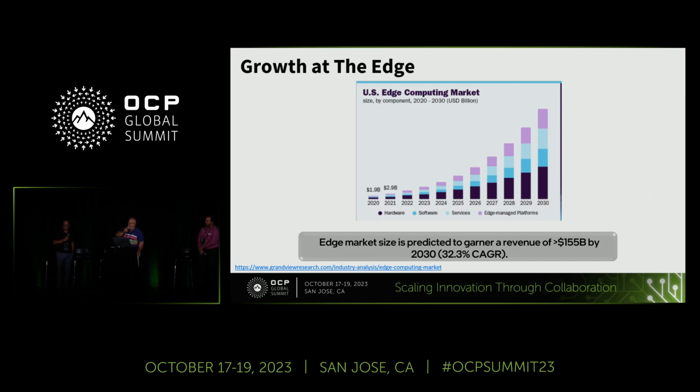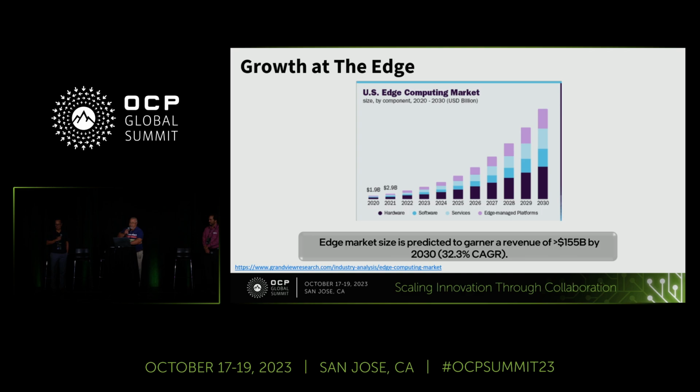So, as we start to look at it, why do we care? From a fiscal standpoint, the edge is a big market. You can see from the data shown here that it's expected to grow at a 32.3% CAGR and be a greater than $155 billion market by 2030. That is a very sizable market, and we're seeing that push being requested all the time from a lot of our different customers and applications. So this is a big market.